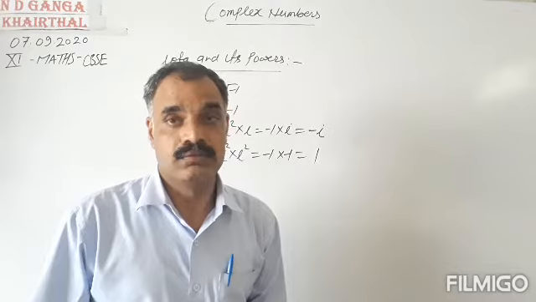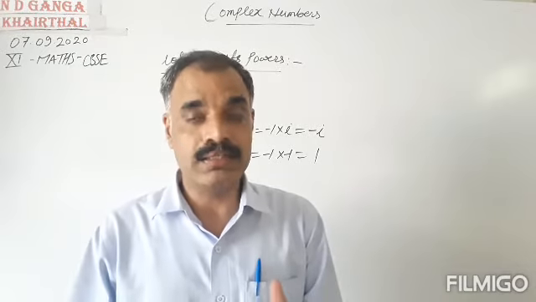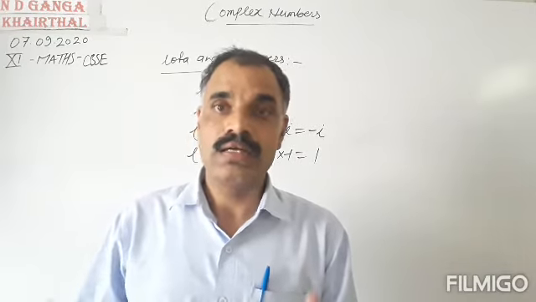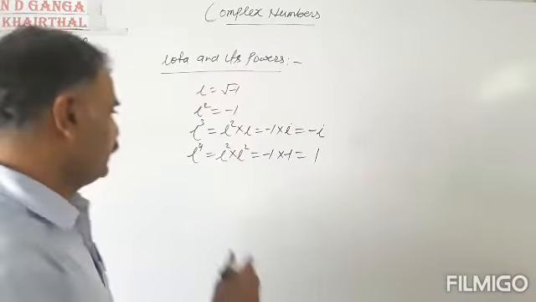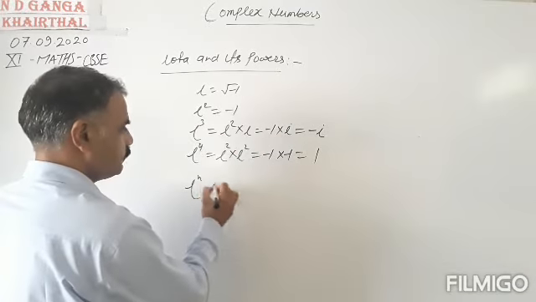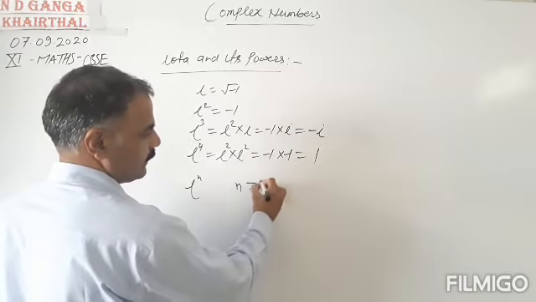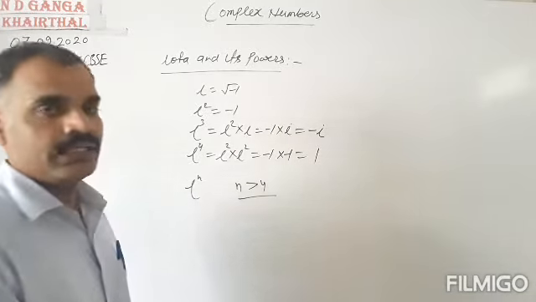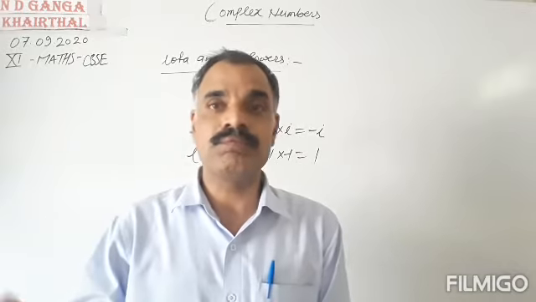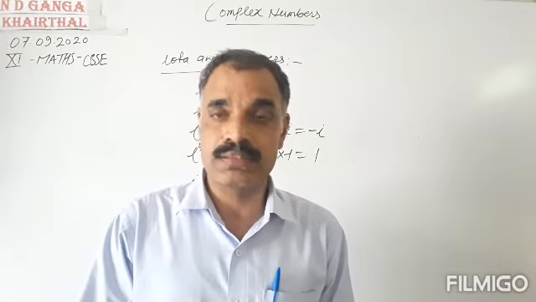If iota has a power greater than 4, let iota to the power n, where n is greater than 4. Means iota to the power 5, iota to the power 6.